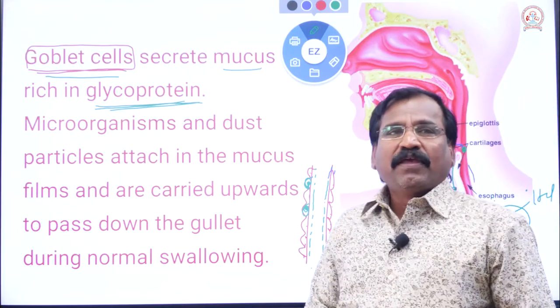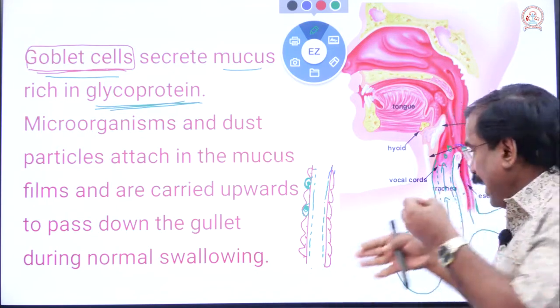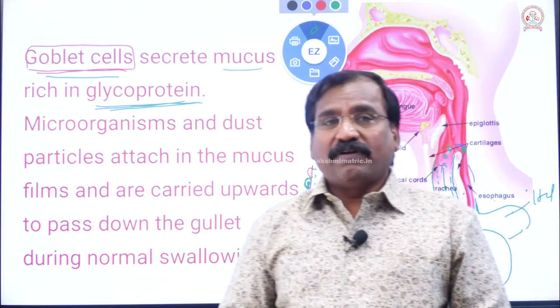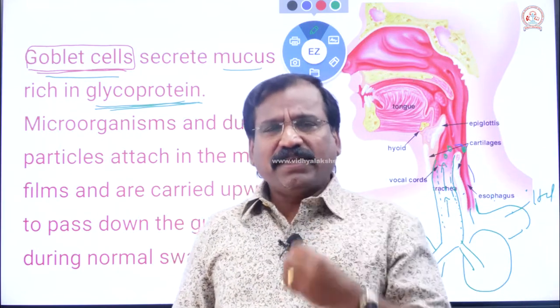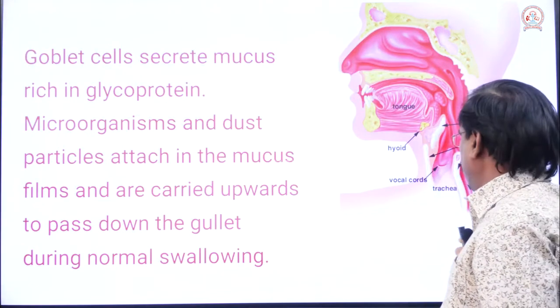It's the goblet cells. Only fine air goes to the respiratory zone. Conditioning, filtration, everything is fine. That's the goblet cells.